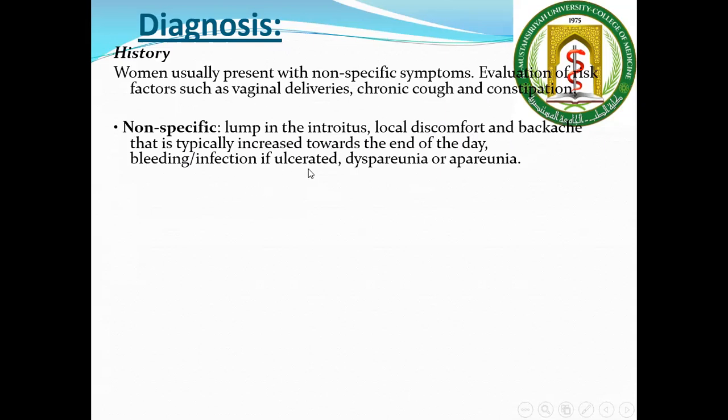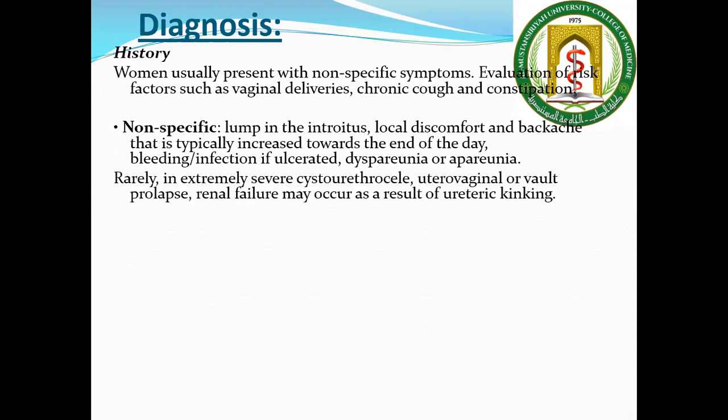Bleeding and infection, if ulcerated: if there is a prolapse beyond the introitus, there will be friction, so there may be bleeding and infection. Dyspareunia or apareunia with cases of severe prolapse. In extreme severe cystourethrocele, uterovaginal or vault prolapse, there will be renal failure from ureteric kinking. It kinks the ureter, so there is backward pressure on the kidneys.